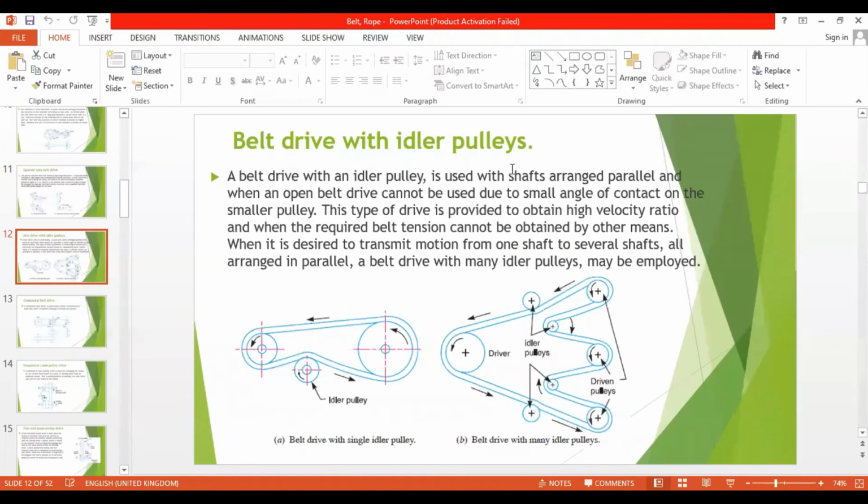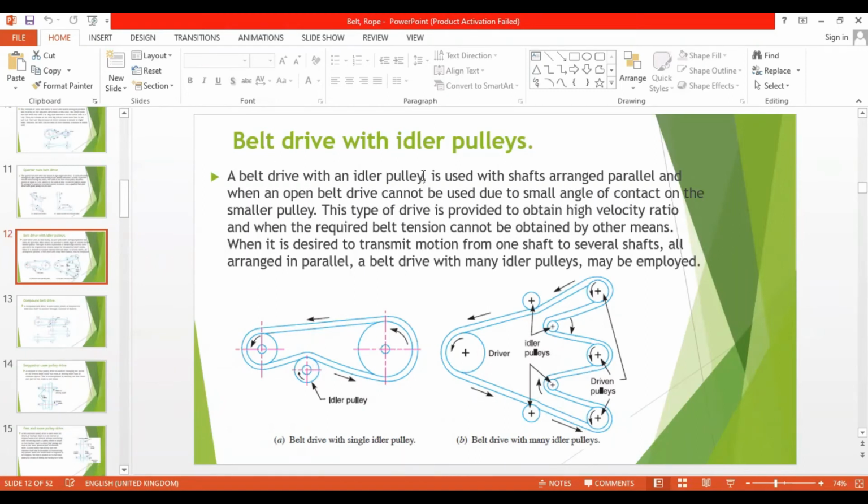Then we have belt drive with idler pulleys. Here you see in the first diagram, there's a driver pulley, a driven pulley, and an idler pulley. There are three pulleys. In the previous case, there were only two pulleys, one driver and the other driven. Here we have another pulley, called the idler pulley. We'll see what they are doing here.